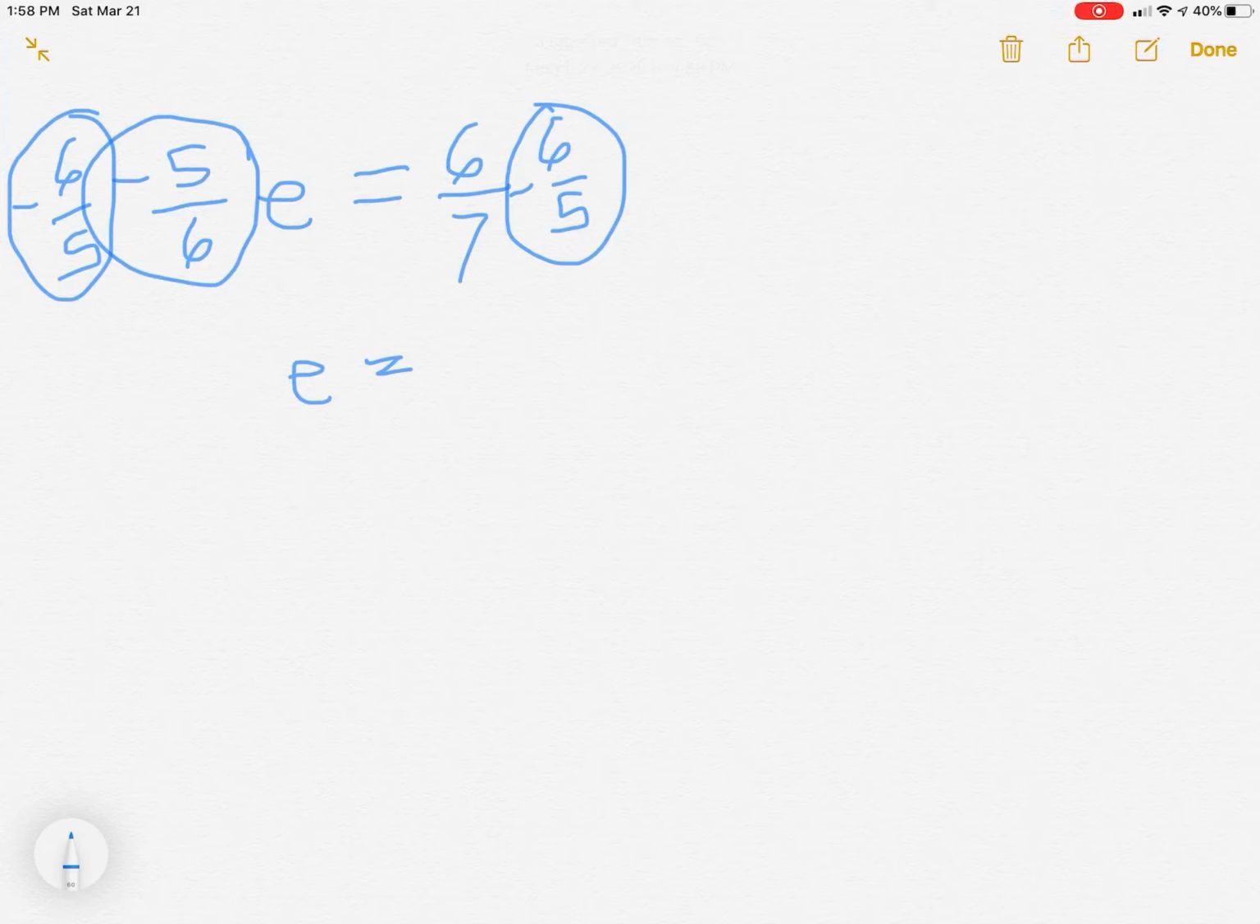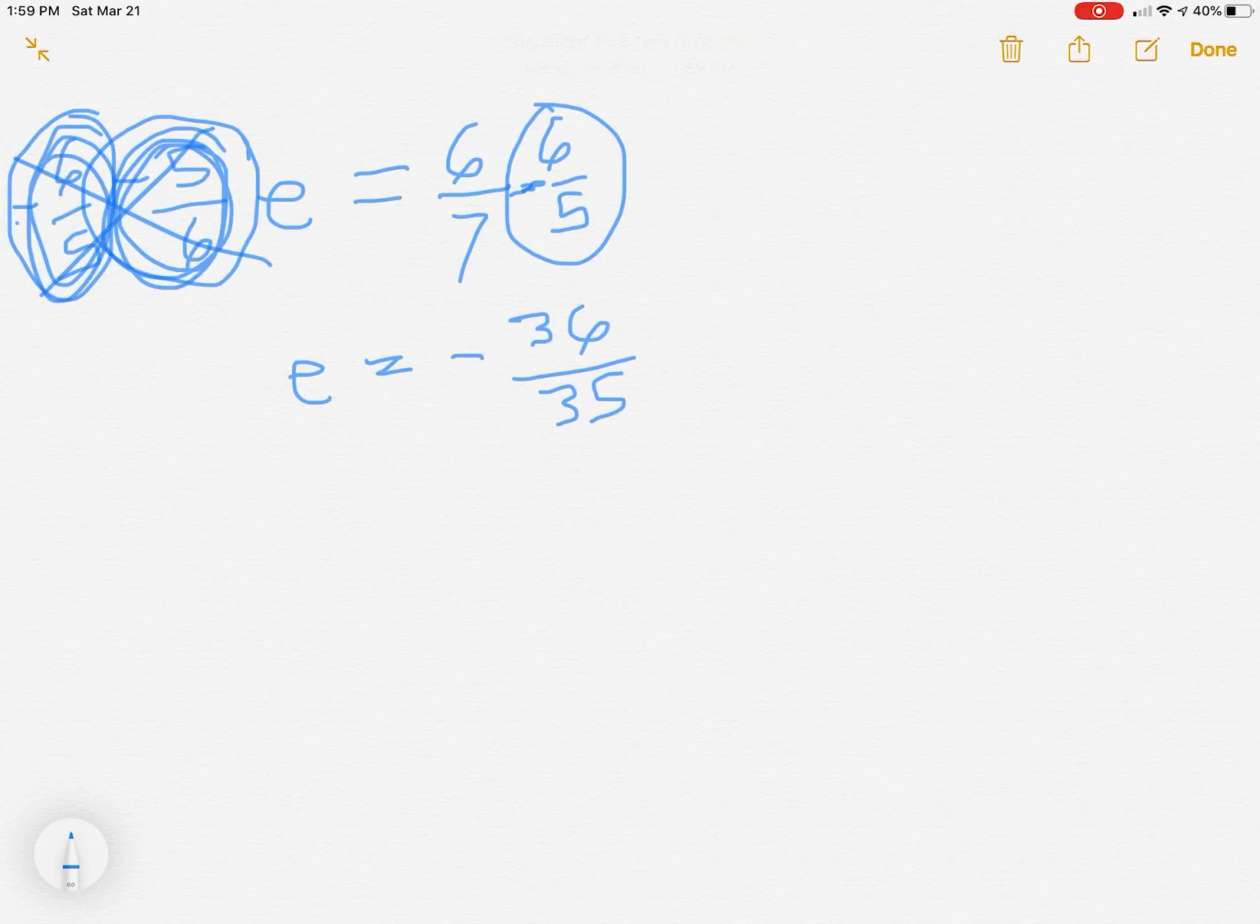Okay, so I have a negative and a negative, so this all crosses out and leaves me e. Over here I just have one negative, so my answer is going to be negative. And 6 times 6 is 36. And 5 times 7 is 35. Okay, so I just flip this number upside down, multiply by that reciprocal. That'll give me my answer. Okay, is that making sense? Let's try another one.